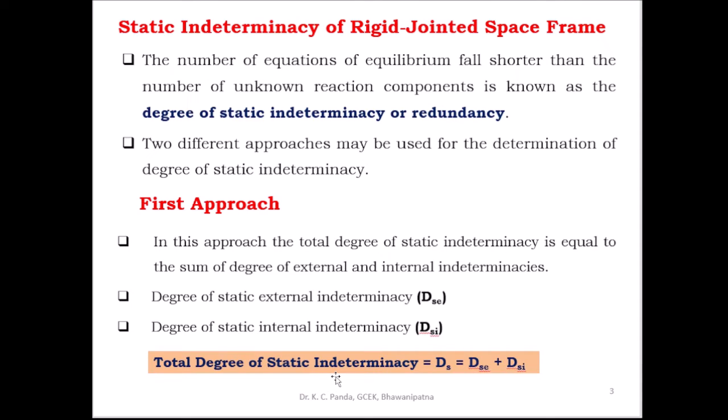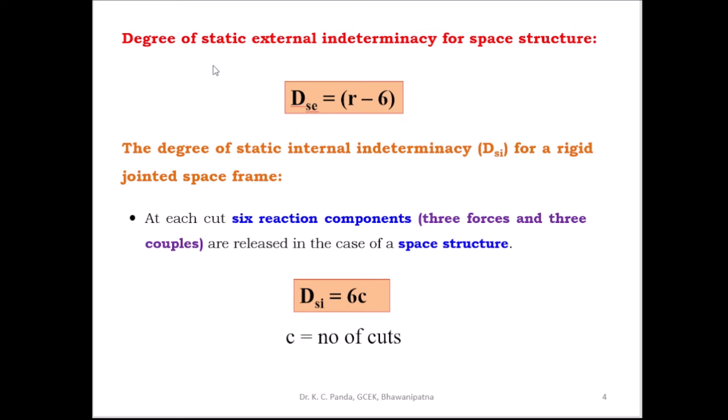The total degree of static indeterminacy can be determined using this equation: DS is equal to DSE plus DSI. The total degree of static indeterminacy is equal to degree of static external indeterminacy plus degree of static internal indeterminacy. The degree of static external indeterminacy for space structure can be found out using this equation.